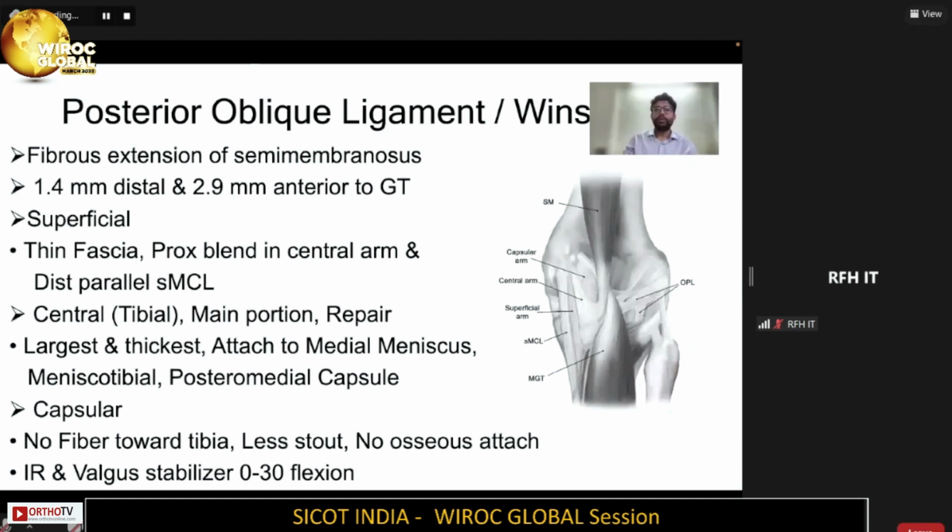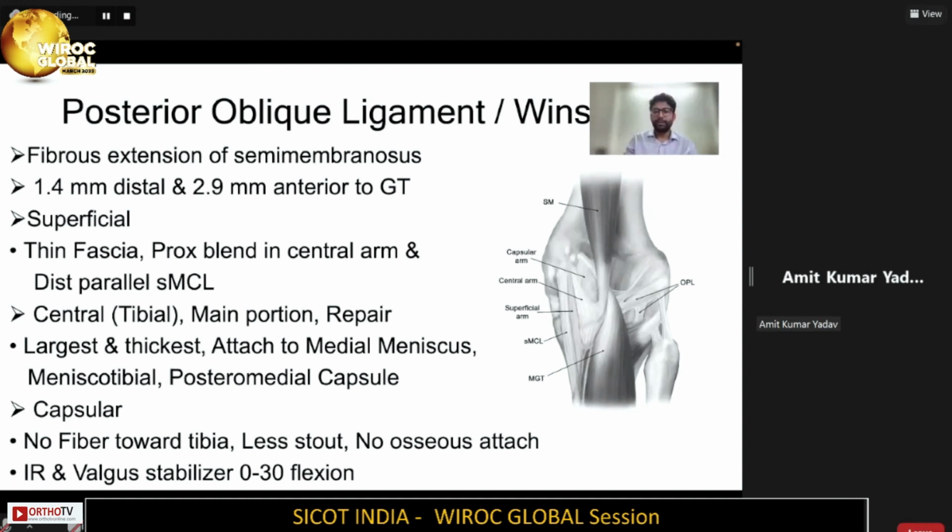Third important structure is the posterior oblique ligament, which is a fibrous extension of the semimembranosus. It attaches anterior to the gastrocnemius tubercle. It contains three parts: first the superficial, second the central, and third the capsular. Superficial is a thin fascia, proximally combined with the central arm and distally parallel to the superficial MCL. The central arm is the main portion. It is the largest and thickest and is attached to the medial meniscus, meniscotibial ligament, and posteromedial capsule.